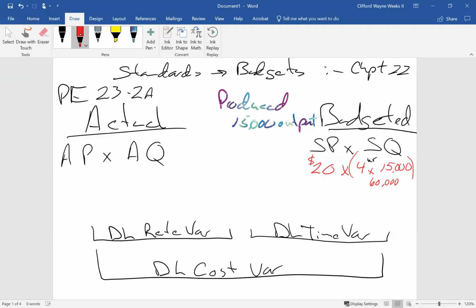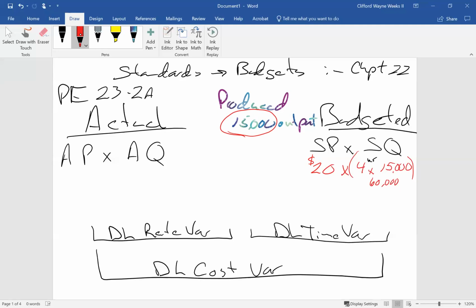Does that make sense? The other class, this is where they struggled because they said, wait, we're comparing 4 to 61,000 hours, but that seems odd. Well, no, because we had to use this number here, because those are our output units. Our input units are 4 hours per output unit, and so the input units would be the 60,000 hours.